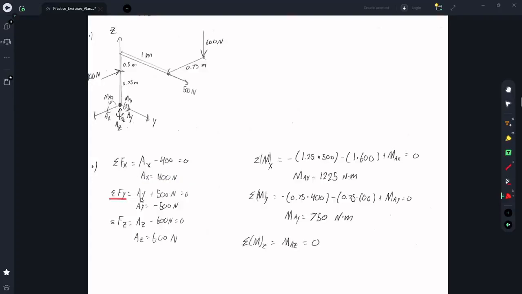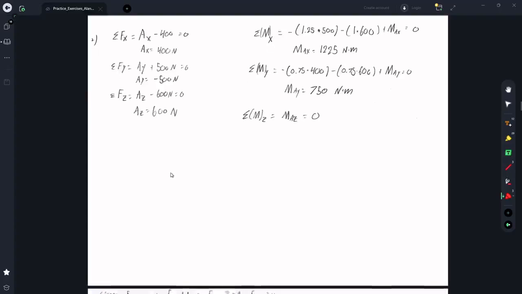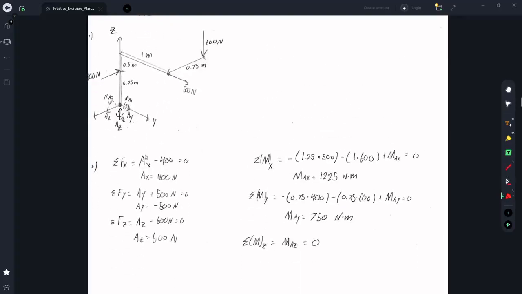In the y direction, it's a similar thing. We just have the support AY, and then we have this 500 Newton force. So we can solve directly for A sub y, which was 500 newtons in the negative y direction. In the z direction, we just have the support AZ, and then we have the given force down 600 newtons. So AZ minus 600, AZ is just going to be 600. So we have all of the support forces, we just need the support moments now.